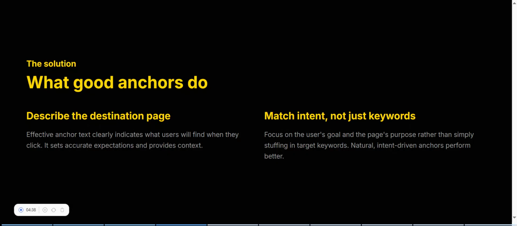Now, another thing that good anchors do is to match intent and not just keywords. So someone that is coming to that page to sign up for a service needs to expect that he's coming to that kind of page. And someone that is going to that page for information needs to know that he is going in there for information. You need to focus on your user's goal, and the page's purpose should be simply focused on the goal for the reader, and it should not be an opportunity to just stuff keywords around. You need to be deliberate with SEO, but at the same time, it has to look natural.